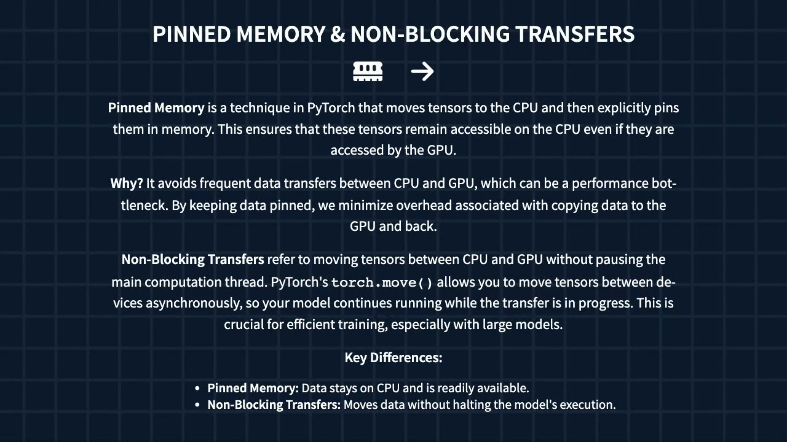Okay, let's talk about pin memory and non-blocking transfers in PyTorch. Key concepts for interviews. Pin memory is like giving a tensor a permanent spot on your CPU. It won't be moved around unnecessarily. This helps avoid those annoying back and forth data copies between the CPU and GPU, which can really slow things down. Now, non-blocking transfers are all about efficiency. They let you move tensors between devices, again, CPU to GPU or vice versa, without stopping your model from running. PyTorch's tensor.to is your friend here. Think of it as a smooth data transfer while the model keeps working.